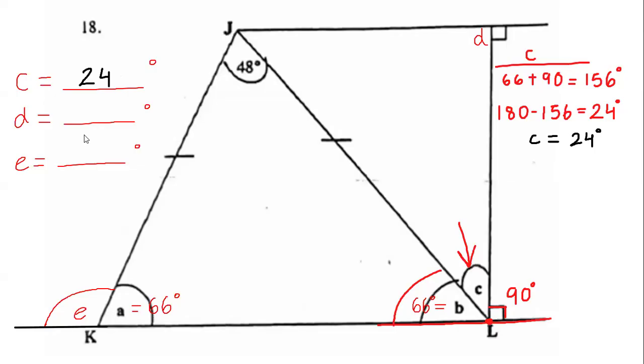And now, guess what? If you add the 24 to the 66, you'll get 90. Very good. Exactly. If you add 24 and 66, you should get 90. Very good. Now, D. Anyone got D?